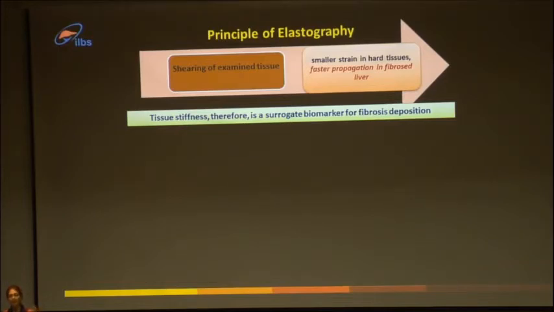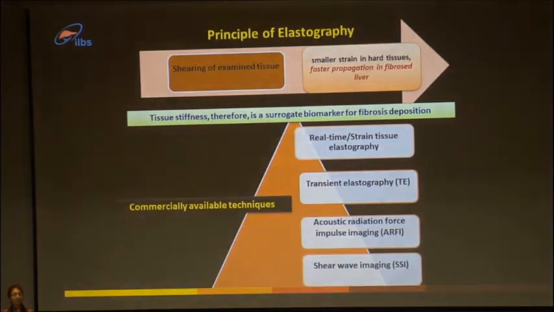We studied that solids propagate sound faster, which is what we look at in elastography. We send in a wave and we map the time to echo back of those waves. The faster the propagation, the more stiff the liver, the higher the fibrosis in that liver, which is what we are mapping. What are the commercially available techniques? Commercially available techniques are real-time or strain tissue elastography, which used to be a method of the past now. Transient elastography is what we have been using here in ILBS for many, many years.